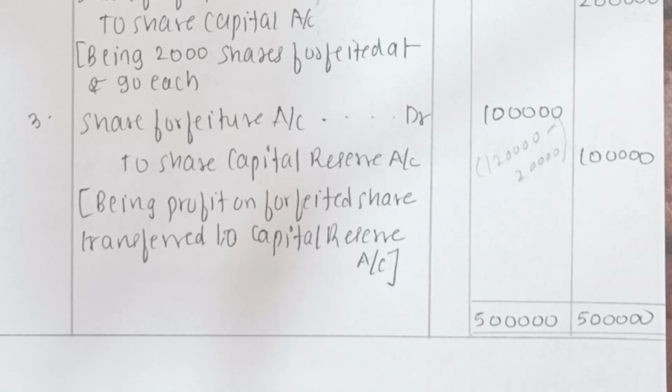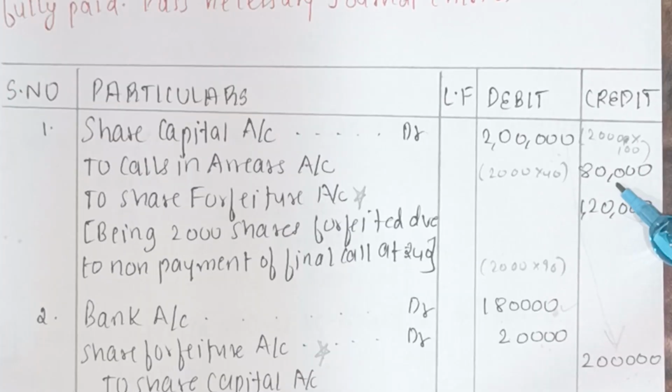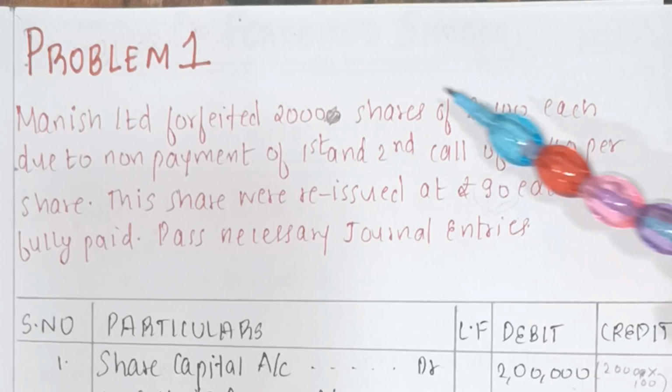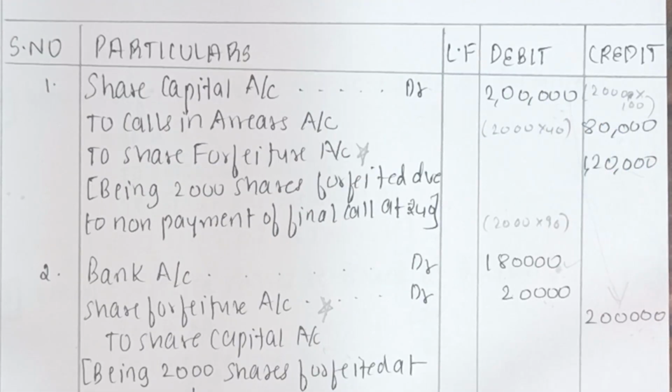Always remember that the first entry, share capital, you get this amount by multiplying 2,000 into 100. Then you have calls in arrears, you get this amount by multiplying 2,000 into the rate, that is 80. Then by subtracting this from that, you get this amount, 1,20,000.